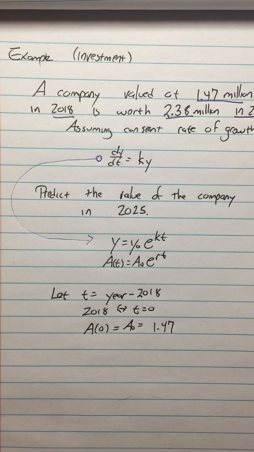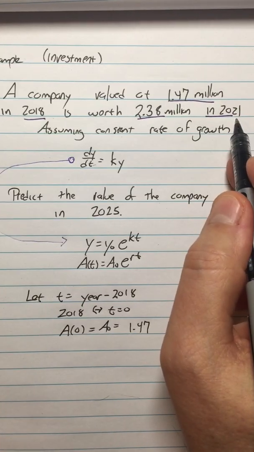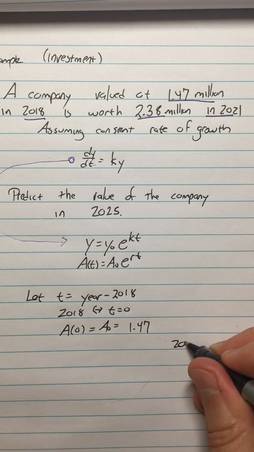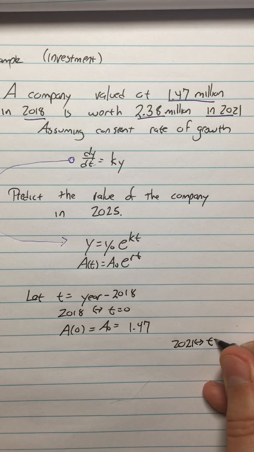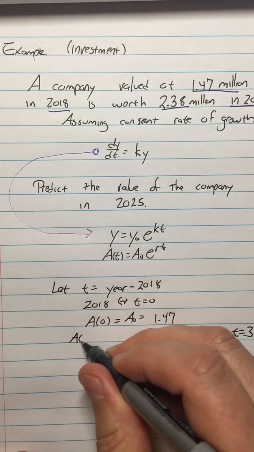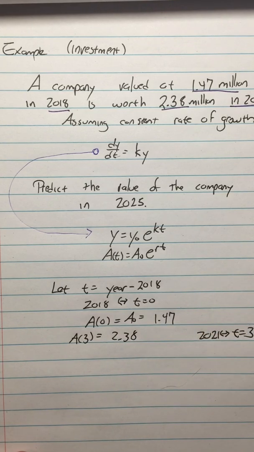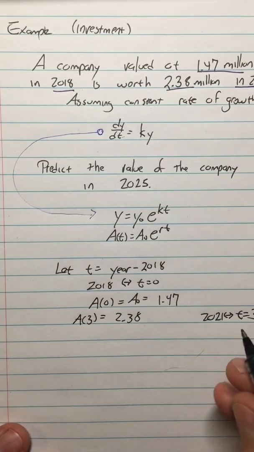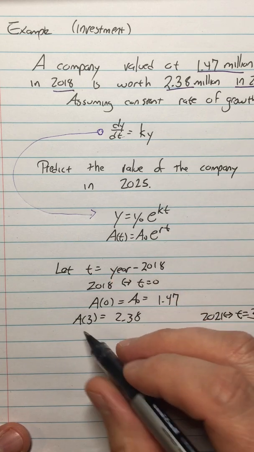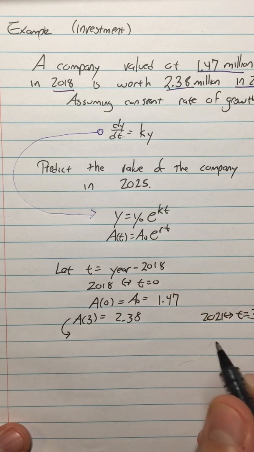All right, and then this information here, then 2021. Okay, so 2021 is going to be t equals 3. So then we can say that what we're really saying here is that a of 3 is equal to 2.38. So then I can just use the equation a of t equals a0 e to the rt, and we'll use this known piece of information to solve for r.